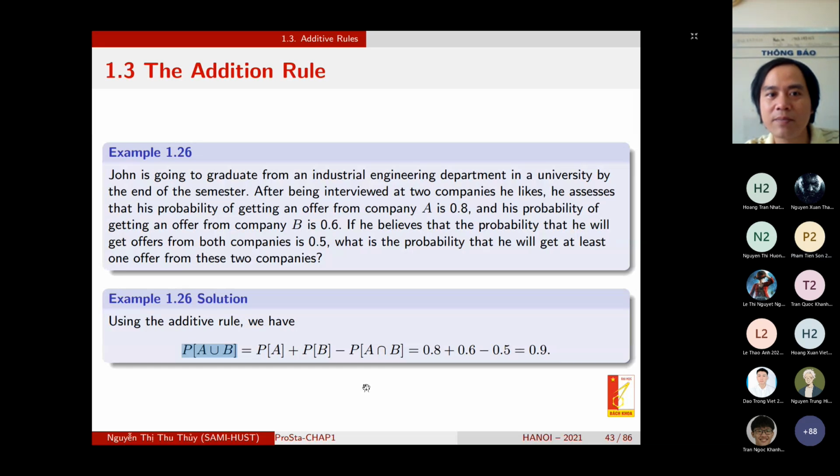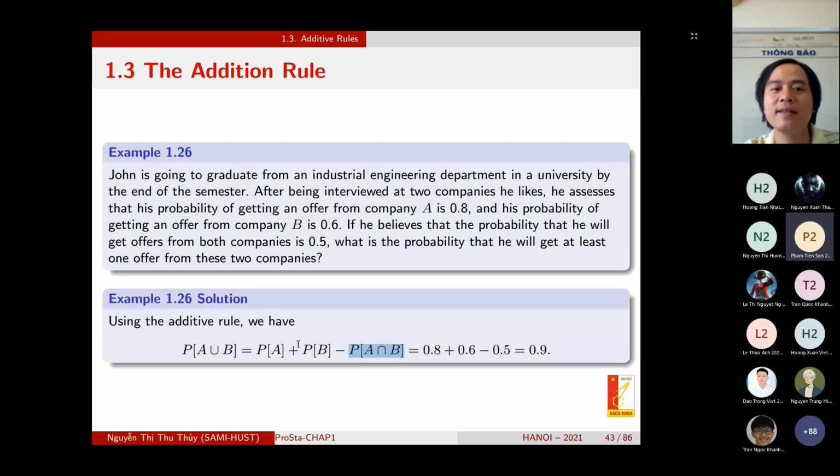Not largest one is PA intersect B. Really? That means A and B means this. No. Sorry. Union. PA union B. Yeah. Okay. My mistake. PA union B is the largest number, and the smallest number is PA intersect B. Yeah, PA intersection with B.